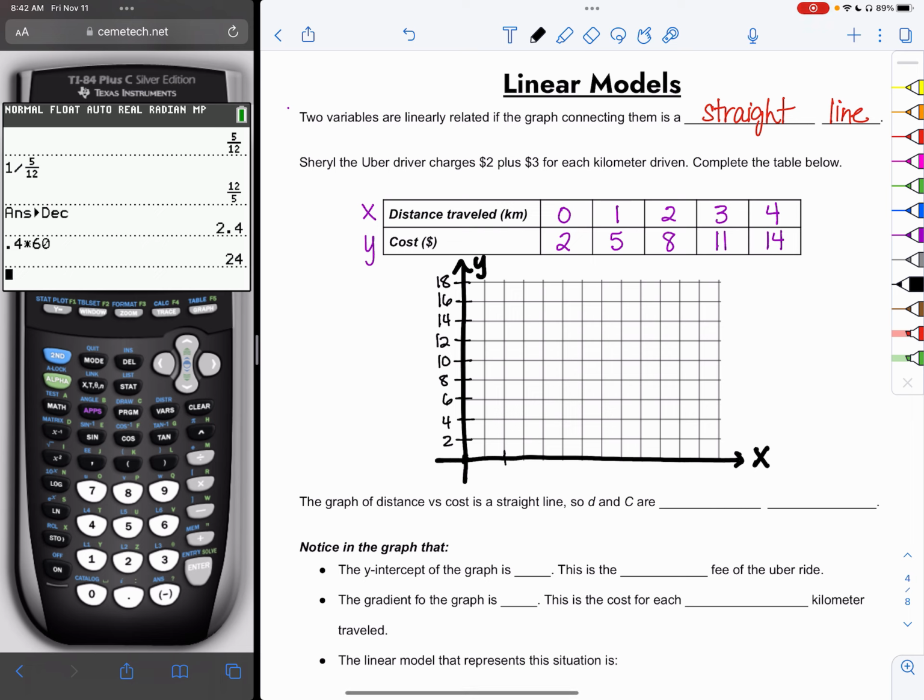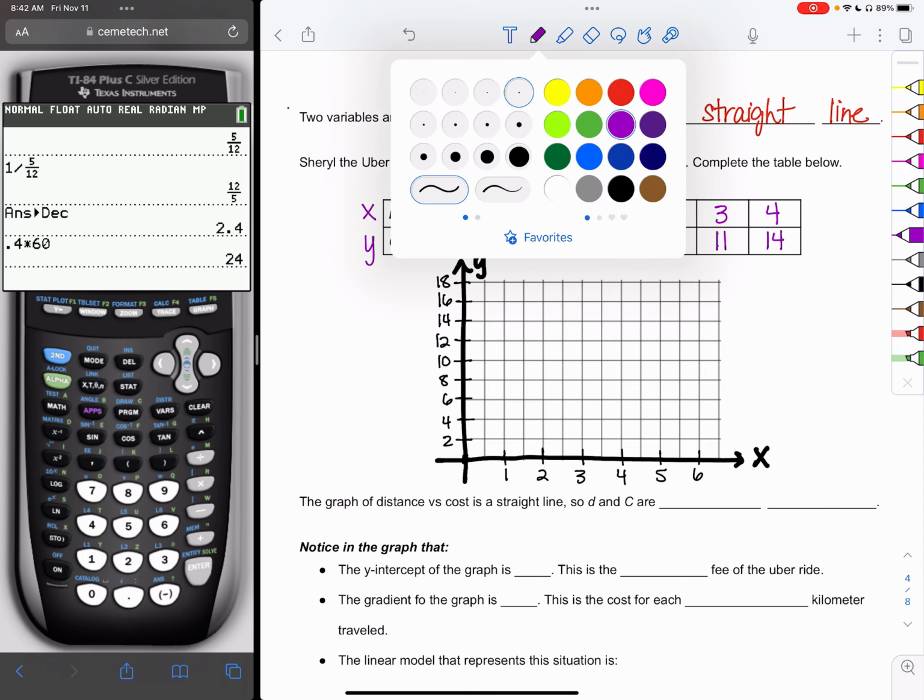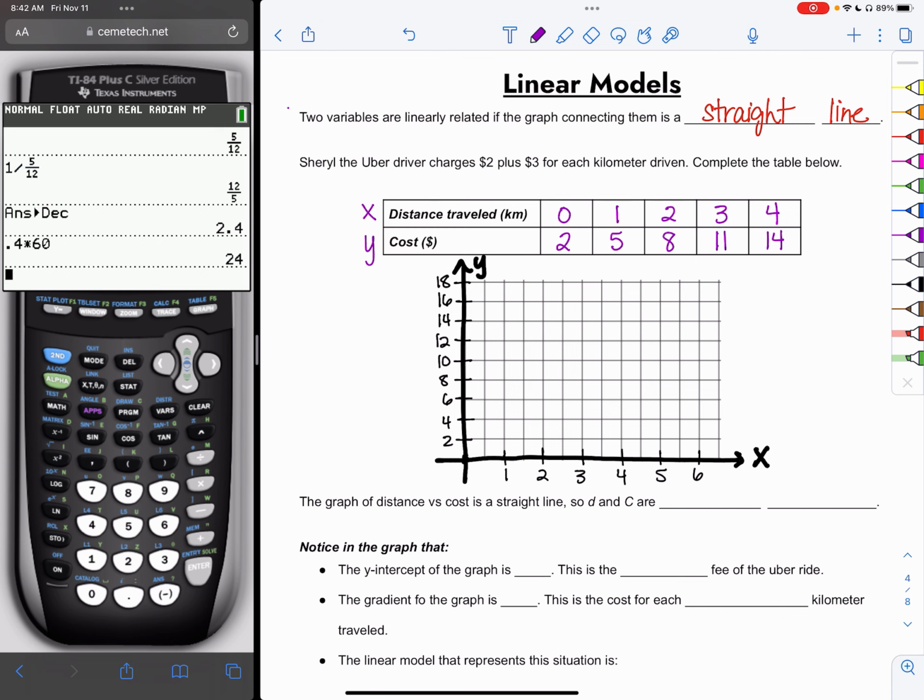And then for my x values, just to give myself some room, I'm going to skip every other grid line and I'm just going to go by ones. So technically I'm going by halves for every marking. Every other marking will be 1. Once I do that, I can just plot my points where they belong. So (0, 2) is here, (1, 5) is here, (2, 8) is here, (3, 11) is here, (4, 14) is here.